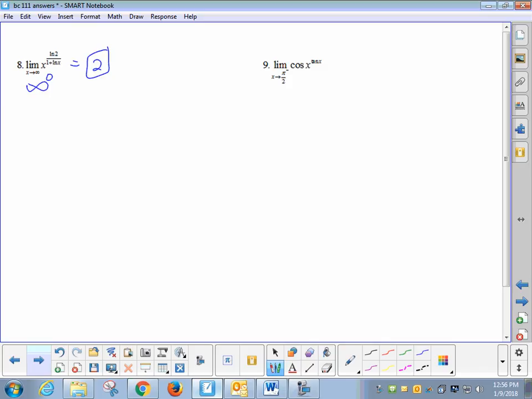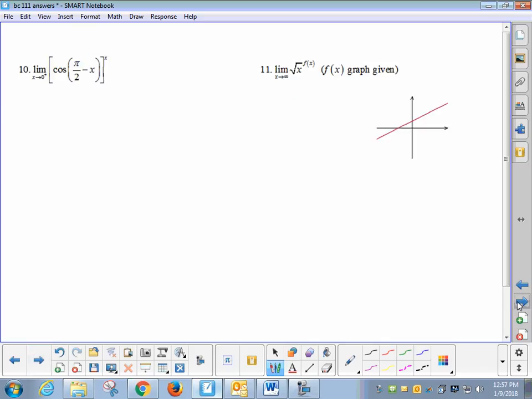Nine, upon inspection, goes to 0 to the infinity. Small numbers times themselves over and over again. Is that indeterminate? No, it's just 0. Okay, that's not indeterminate. Tiny numbers times themselves many times approach 0.